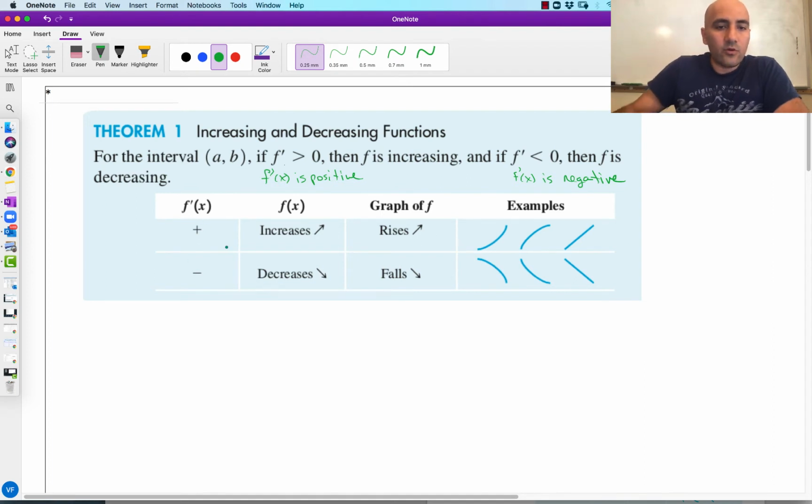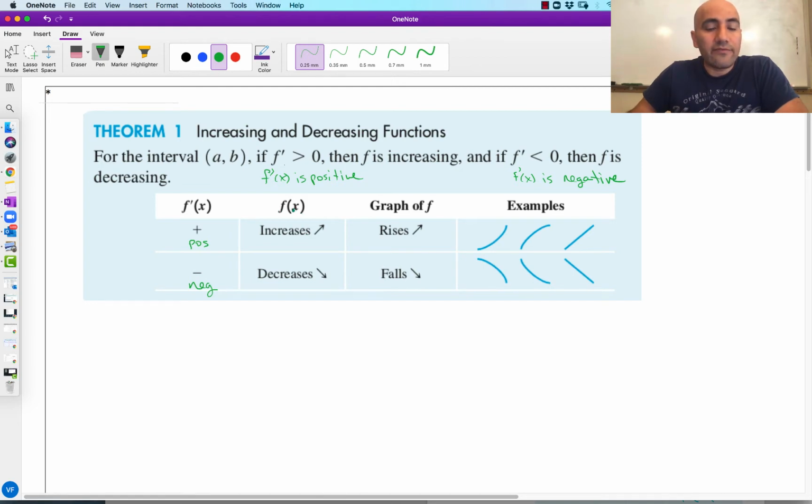Okay, so this little table is indicating that when the first derivative is a plus sign, so that means positive, then the underlying function f is increasing. When the first derivative is negative, then the underlying function is decreasing. Do not make the mistake of thinking that because f is increasing, that means that f is positive as well. That's not what we're saying.